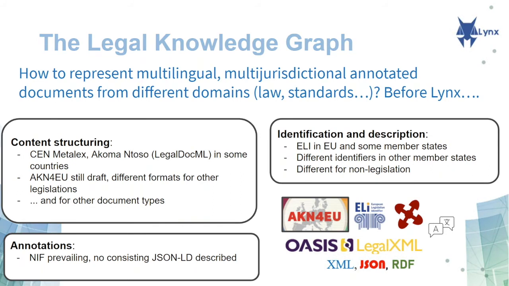Second, the European Legislation Identifier, ELI, which is the result of a European initiative, is used to identify and describe legislation in the European Union and in some EU member states. Laws are identified with URIs and described with metadata elements well arranged and described by the ELI ontology. But it is only used for EU legislation. And as I said, legislation is just one of the different types of documents we have to deal with.